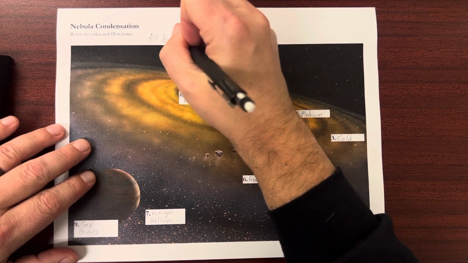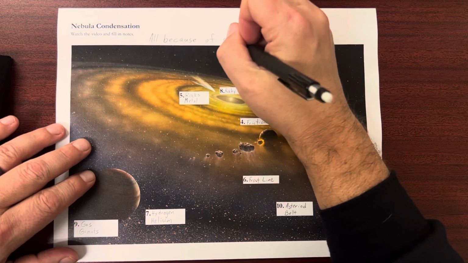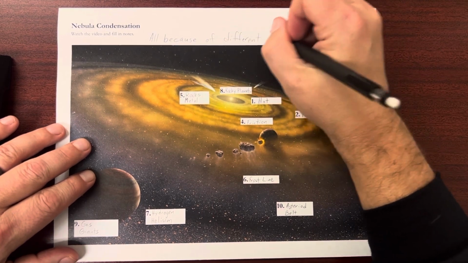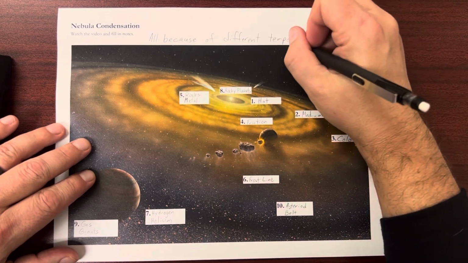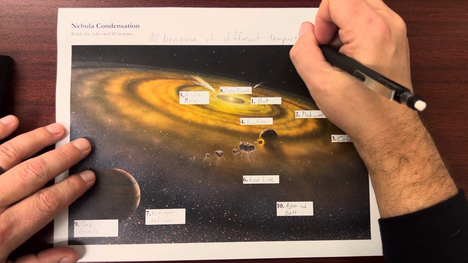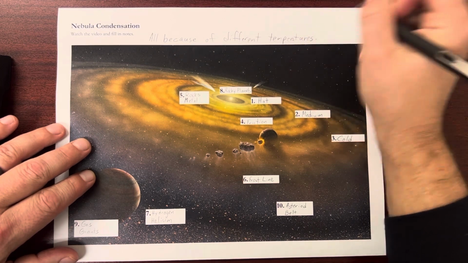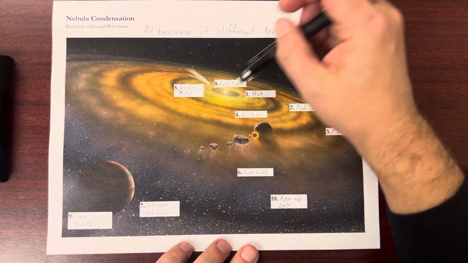And this all, so copy this down, this was all because of different temperatures in our newly forming solar system. That's why we see this differentiation of planets.